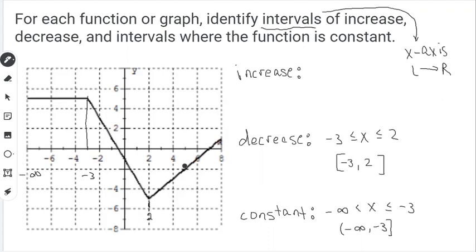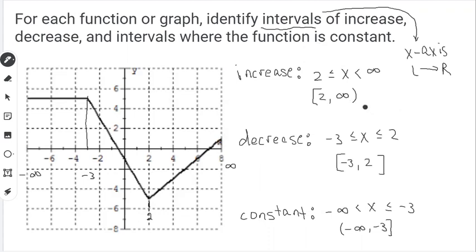Okay. And then once you get to the bottom right here, the function starts going up. So we say that the function is increasing for x being between 2 and positive infinity. So we could say 2 less than or equal to x less than positive infinity, right? We can write it that way, or we can write it as between 2 and positive infinity.